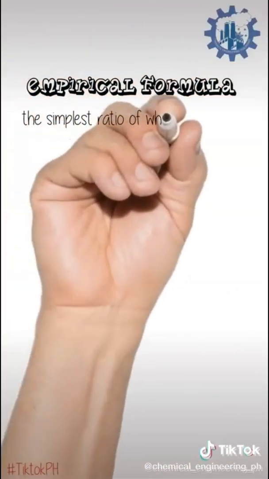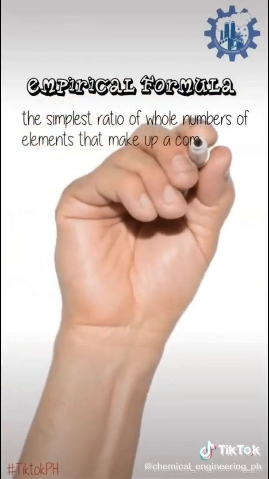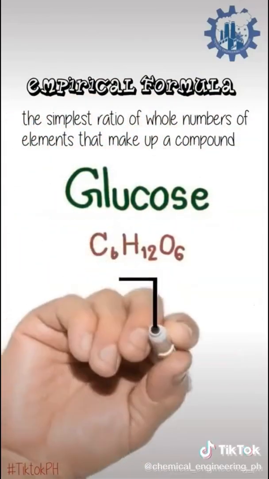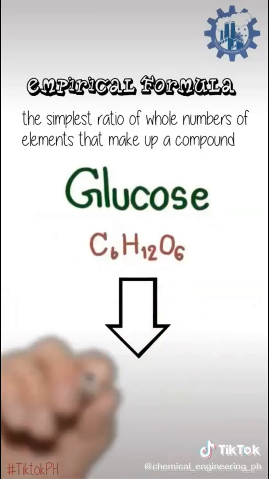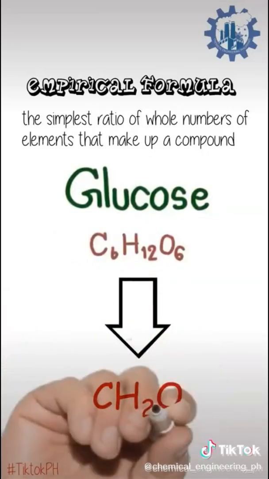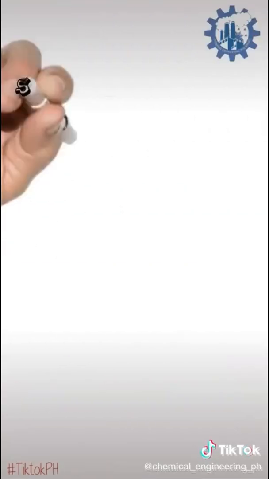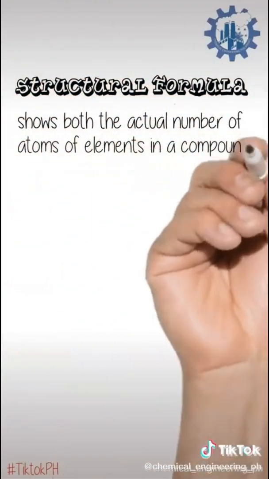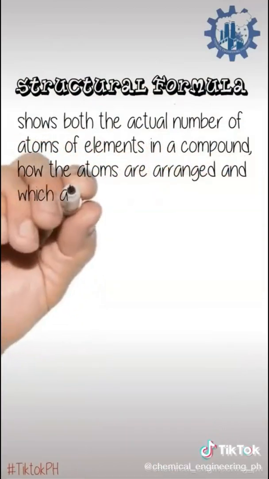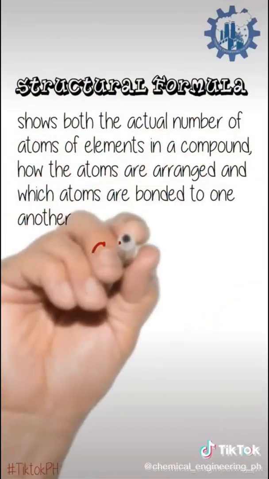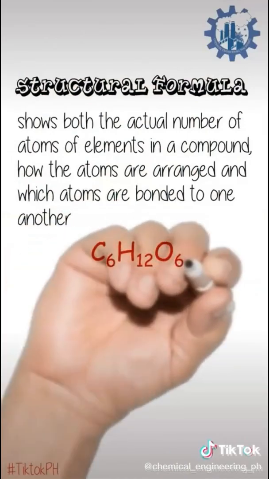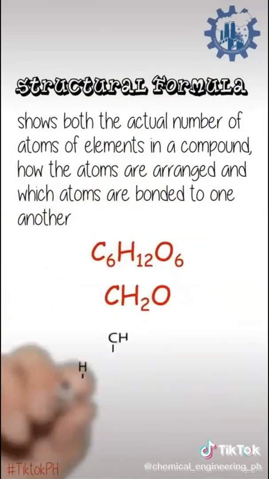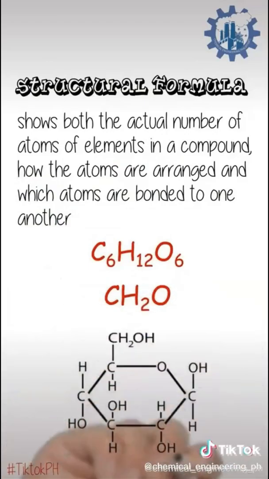Empirical formula, on the other hand, is the simplest ratio of real numbers of elements that make up a compound. Just like how you simplify a fraction in mathematics, you do the same in the molecular formula. So this is the empirical formula of glucose. The structural formula shows both the actual number of atoms of elements in a compound and how the atoms are arranged and which atoms are bonded to one another. Here is the molecular formula for glucose, the empirical formula for glucose, and now the structural formula for glucose.